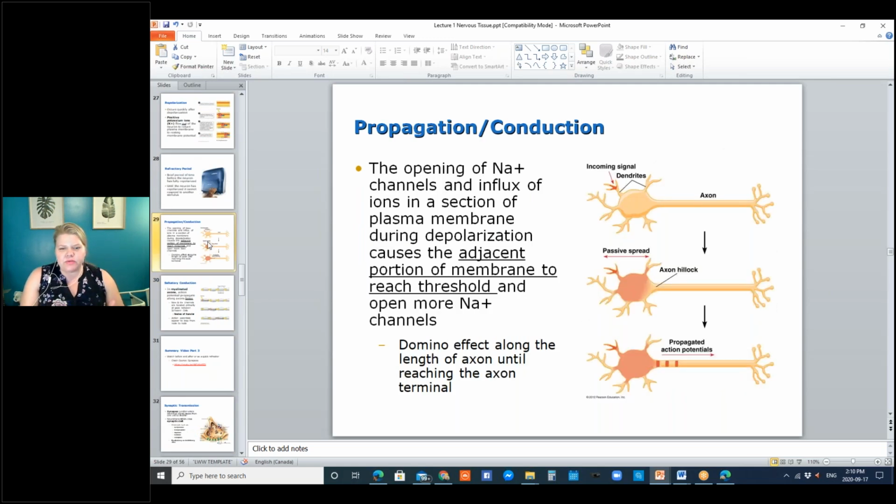So how does an action potential move along the axon? This is called propagation or conduction. Those words can be used interchangeably. I think propagation is what your textbook kind of prefers. So the opening of sodium channels and an influx of sodium coming inside the cell across the plasma membrane during that depolarization phase causes the adjacent portion of the membrane to reach threshold and open more sodium channels next to it. This is a domino effect all along the axon until it finally reaches the very end at the axon terminal.